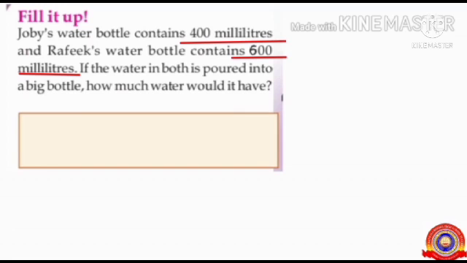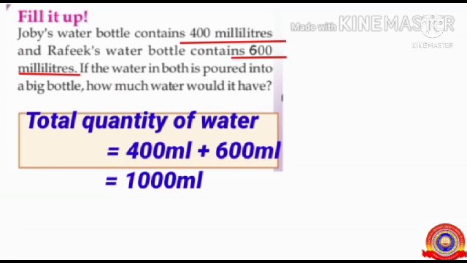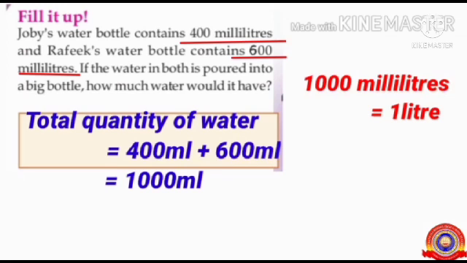Here we have to find out the quantity of water in the big bottle. That is, we have to find out the total quantity of water. Total quantity of water equals 400 milliliters plus 600 milliliters, which is equal to 1000 milliliters. Children, you have to keep this in your mind, that is 1000 milliliters equals 1 liter. That is, total quantity of water equals 1 liter.